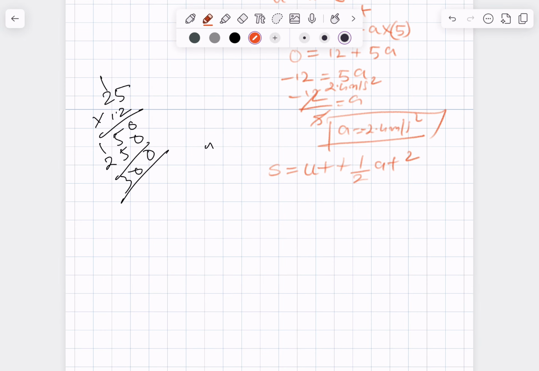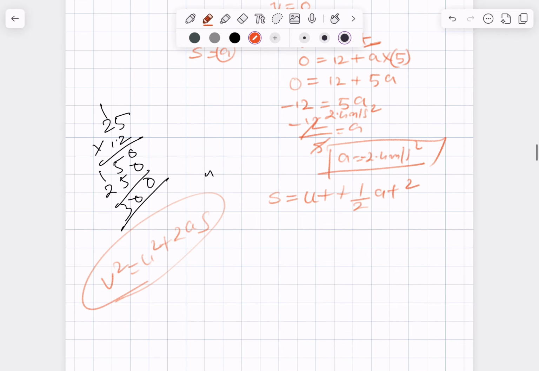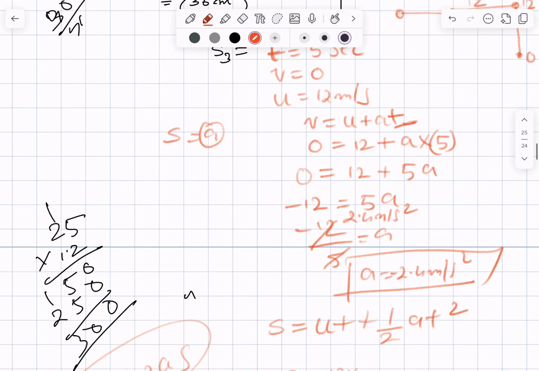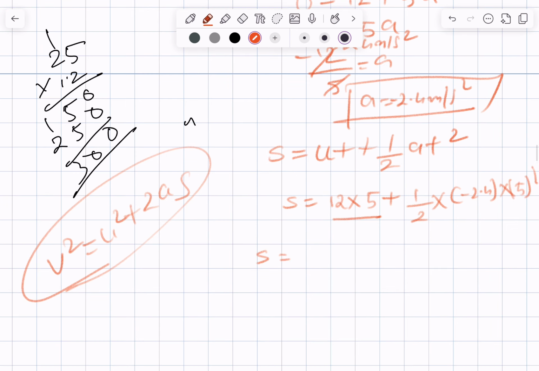Now you must be wondering why we are not using v square is equals to u square plus 2as, because we are given the time also, that is the reason. In that formula we don't have time, and here we need to put time. So s is equals to u, which is 12. Time is 6 seconds or 5 seconds? 5 seconds. Half, acceleration is minus 2.4. t is again 5 square. So now s is 12 into 5 is 60 plus that will become minus 1.4.